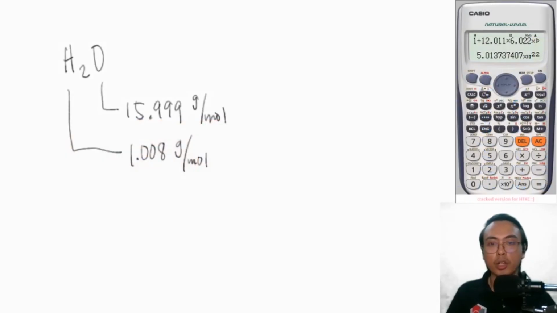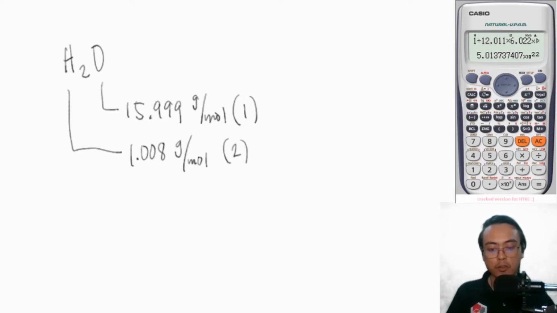Okay, so there's our given. Now, we need to multiply that molecular weight with the number of atoms present in the compound. So for oxygen, there's only 1, so we need to multiply 15.999 by 1. And for hydrogen, there's 2, so we need to multiply 1.008 by 2.